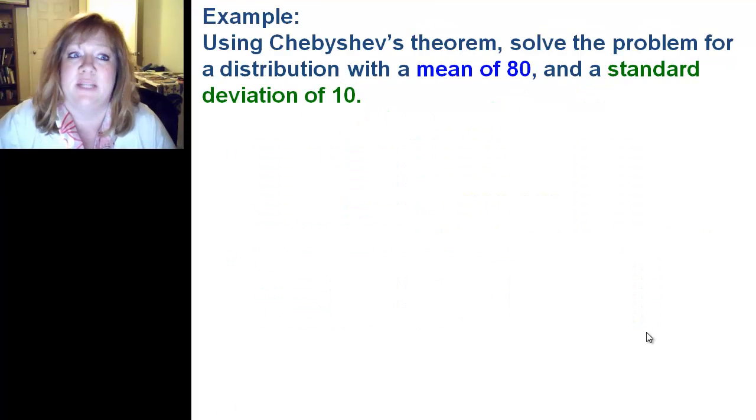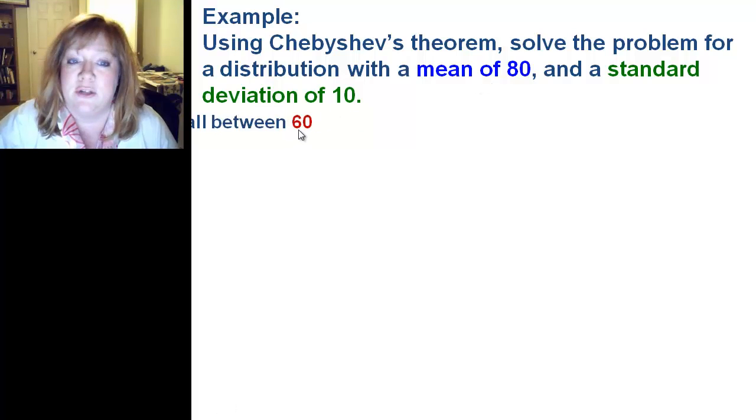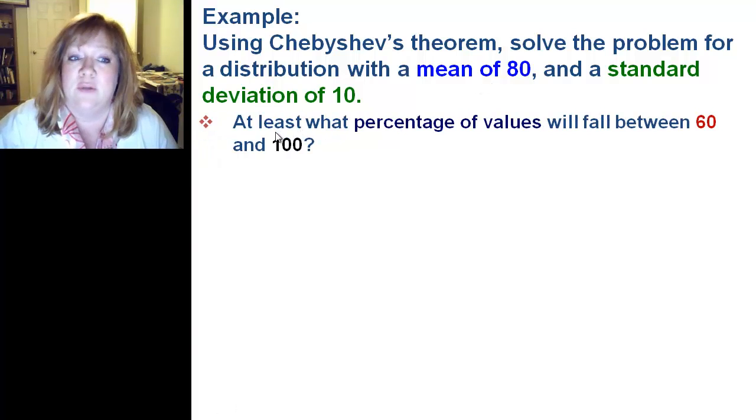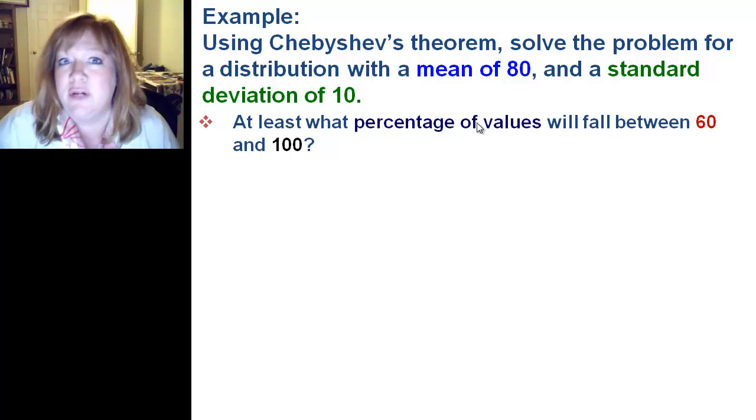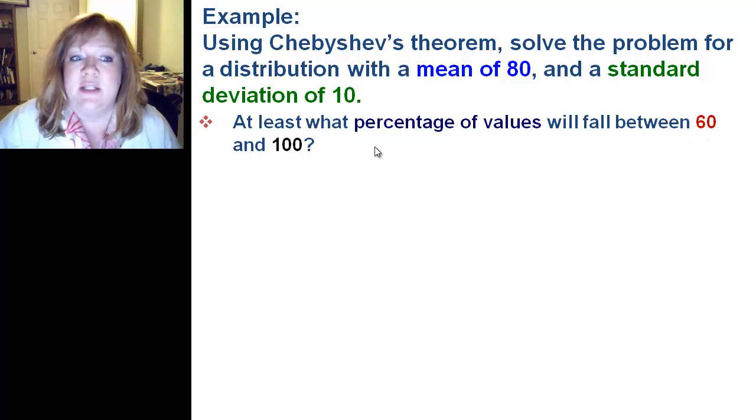Let's do a couple examples. So here's one example. Using this theorem, solve a problem for a distribution with a mean of 80 and standard deviation of 10. Notice I made that one blue and this one green, so you can see how it goes in the formula. At least what percentage of values will fall between 60 and 100? When you see that percentage of values, you know you're going to be using 1 minus 1 over k squared.